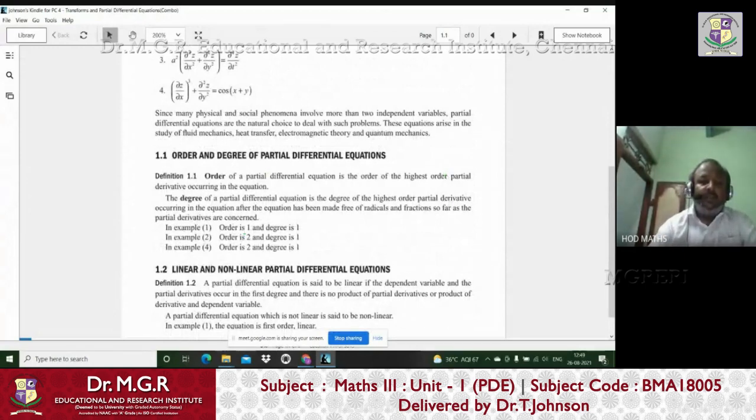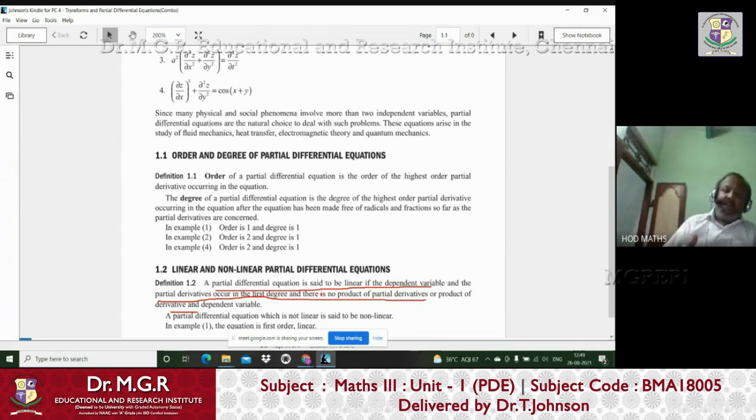Definition 1.2. A partial differential equation is said to be linear if the dependent variable and the partial derivatives occur in the first degree and there is no product of partial derivatives. When they call it a linear partial differential equation, they are saying the dependent variable and the partial derivatives occur in the first degree. First degree means the power of the order.